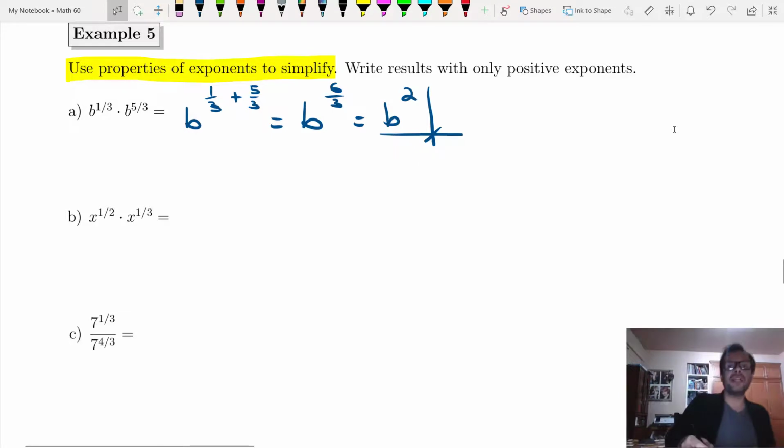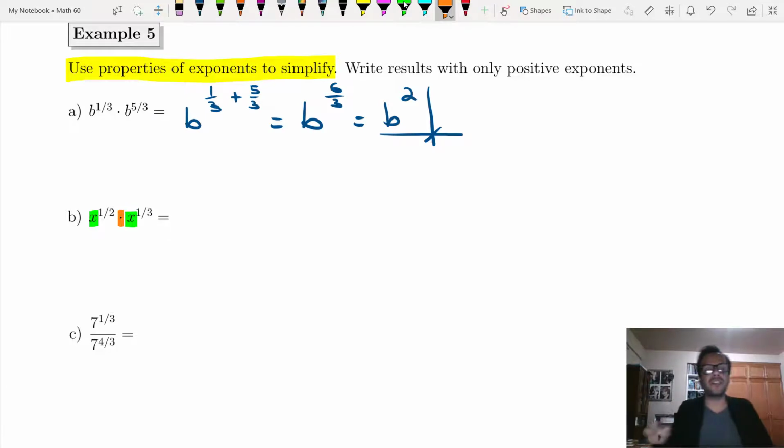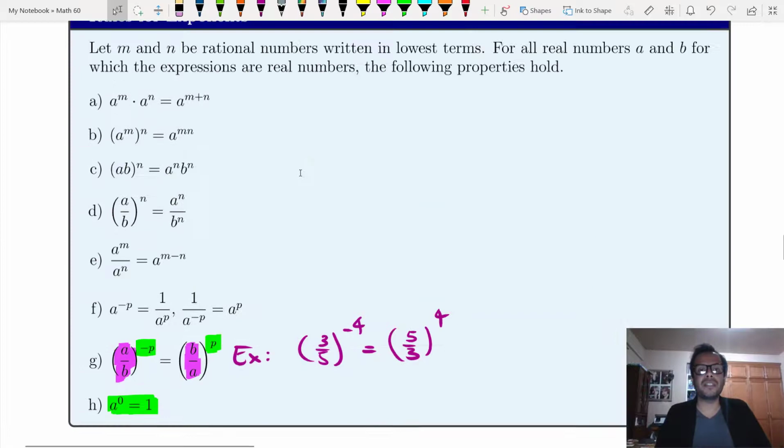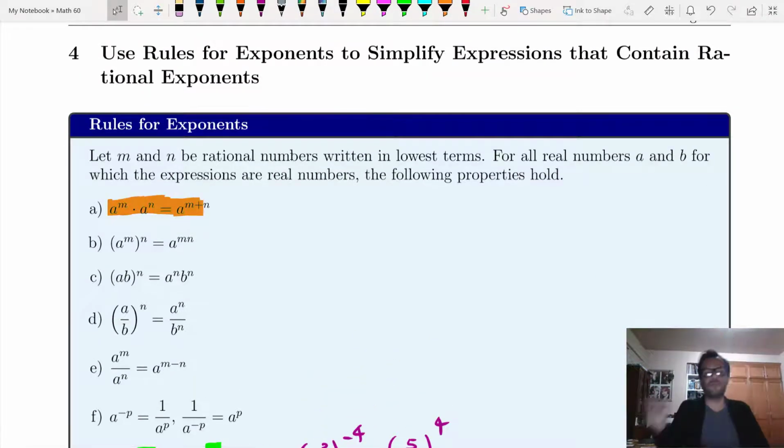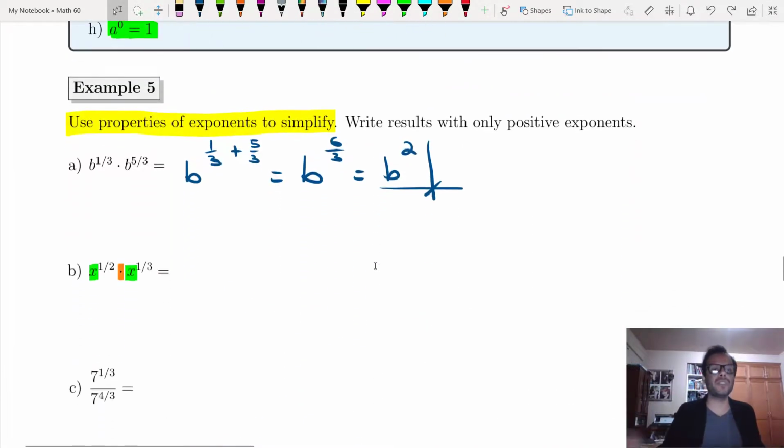Okay, letter B. Let's have a look at letter B. All right, so we have the quantity. Notice the base is x. There we have a common base. However, the operation implied is multiplication again. So we're multiplying the same base, in accordance to the first property. We multiply the same base, we add the exponents. So that's what we do, just the same way as we did on letter A.